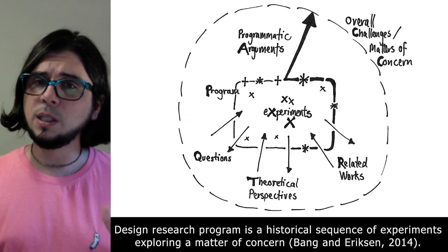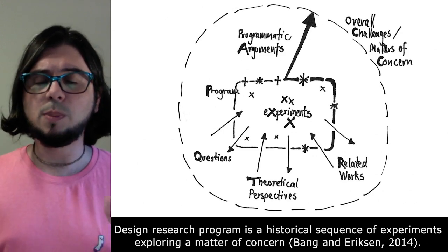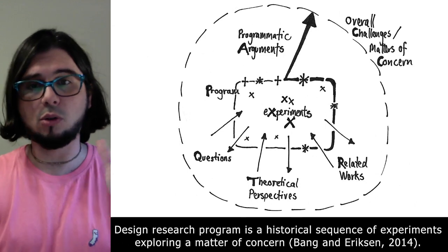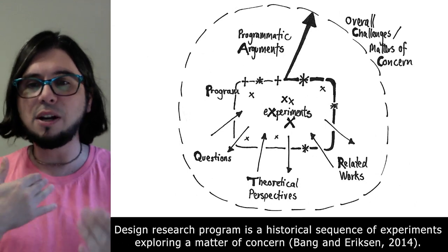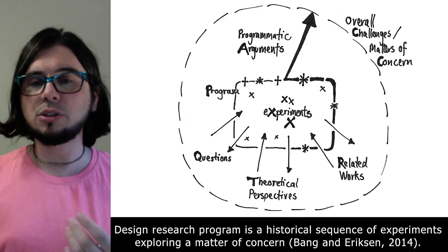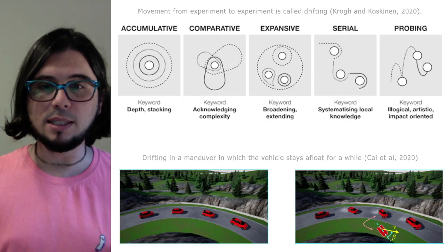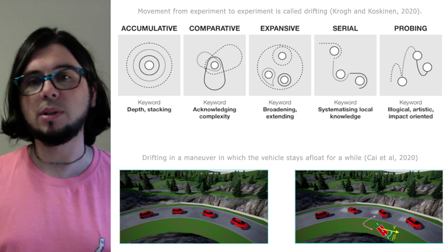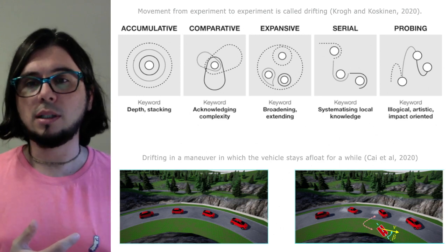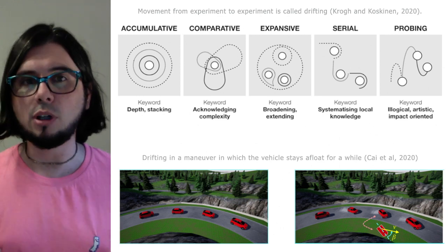And every time you experiment, you're supposed to change the frame of reference of your design research program. So there's a kind of dialectical interaction between these two different levels of knowledge production. That's why it's an intermediate level; what the design research program develops is intermediate-level knowledge.